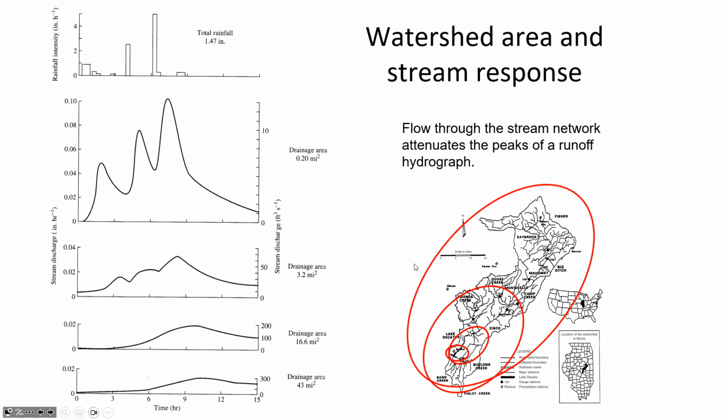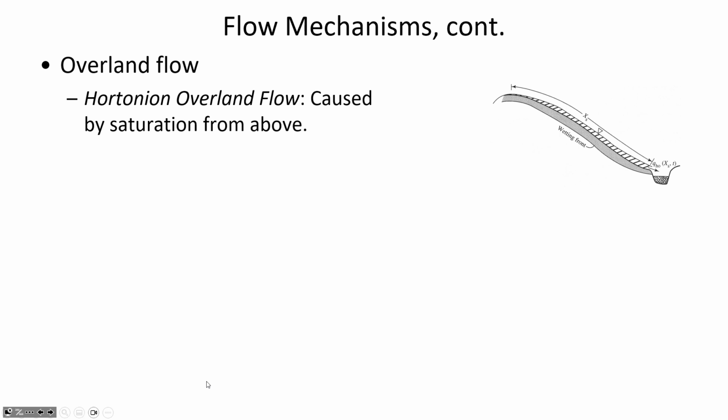And then same thing again. If the whole watershed is now contributing, it pushes the peak to the right. It reduces how quickly that peak arrives at the outlet. And so water flowing over the surface could be because it's been raining.